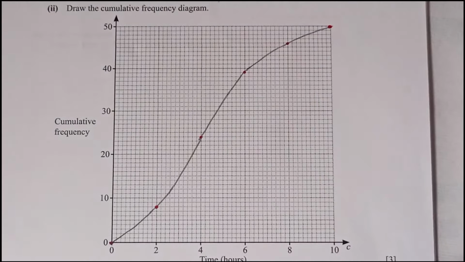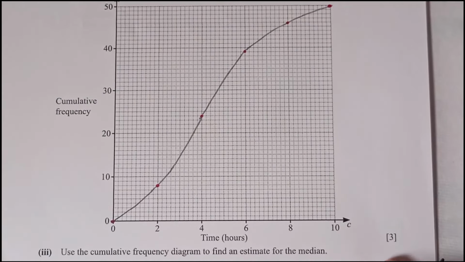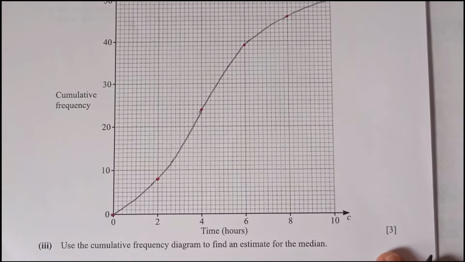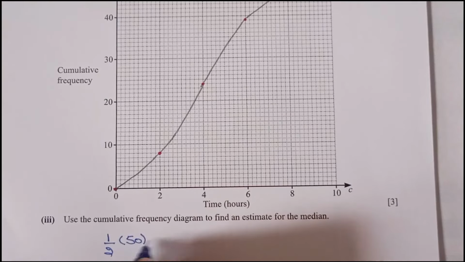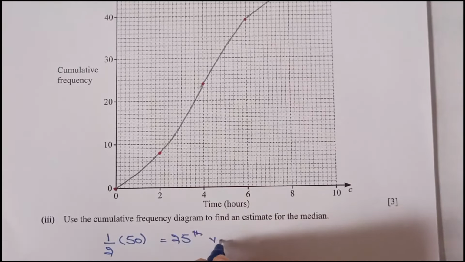So this is the cumulative frequency diagram. Now for the third part, use a cumulative frequency diagram to find an estimate for the median. As we know, the median is half of the value, that is half of 50. So half of 50 means we need to find the 25th value. Let me go back to the cumulative frequency diagram and find where the 25th is.